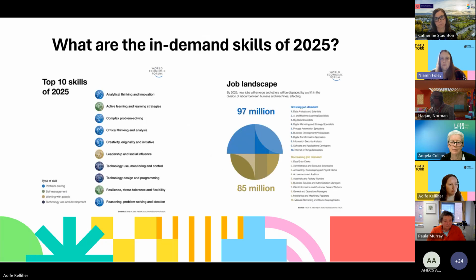And I suppose, looking back to the top 10 skills of 2025, it's just looking at the job landscape. This is taken from the World Economic Forum's Future of Work report of 2023. And I suppose it's dividing down the top four skills: problem solving, self-management, working with people, and technology use and development.